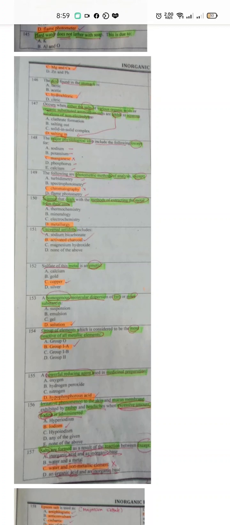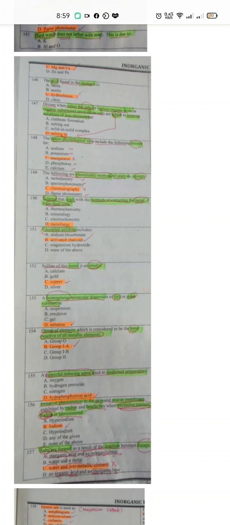Ang question natin dyan: portion of the large intestine. So, the sigmoid portion of the large intestine and your stomach are the acidic portions of your GIT tract.